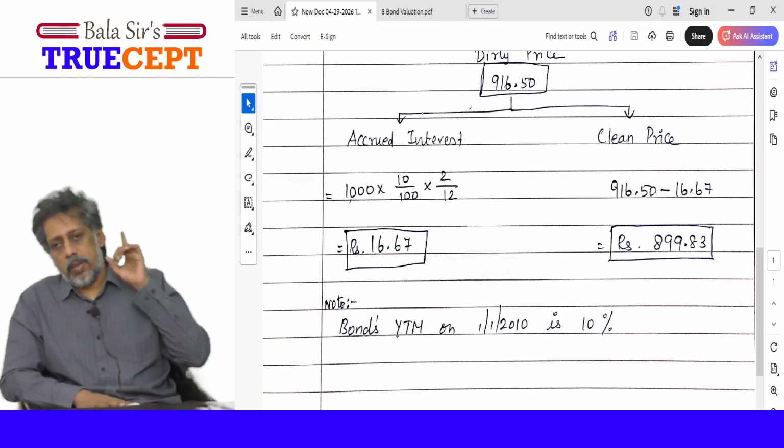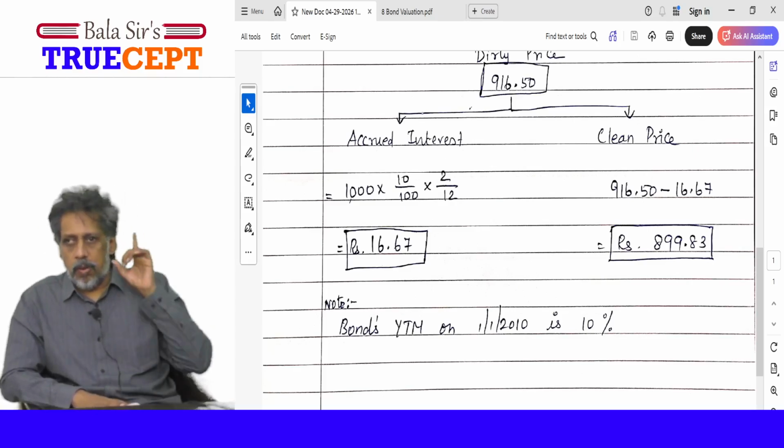So guys, please go ahead and work through this example.